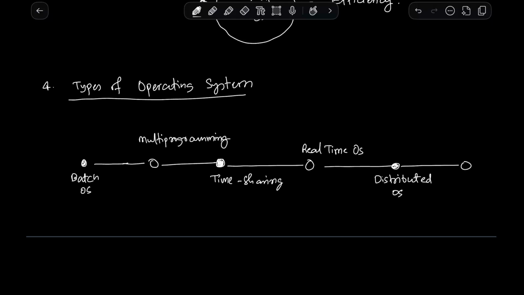Then we come to mobile OS, and we all use it, whether it's iOS or Android. This is the modern smartphone software that we use every day, responding instantly to finger touches and saving as much battery life as humanly possible.